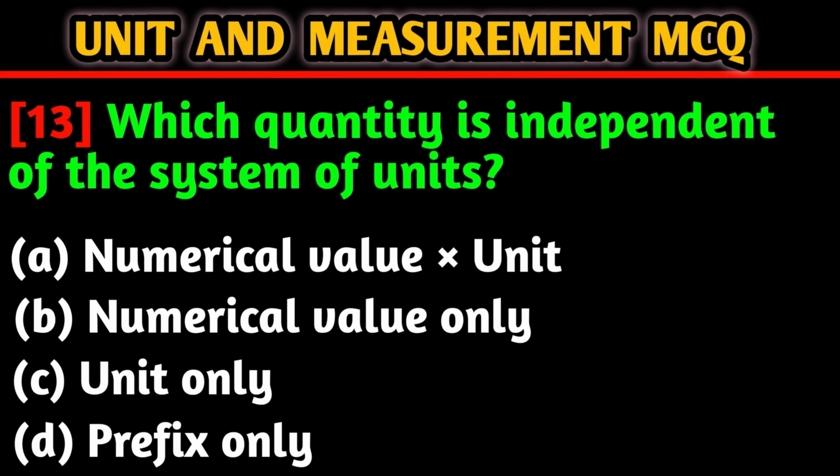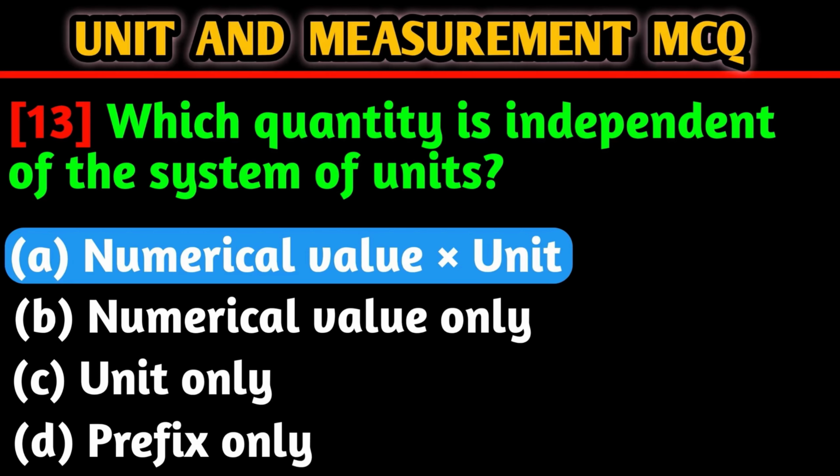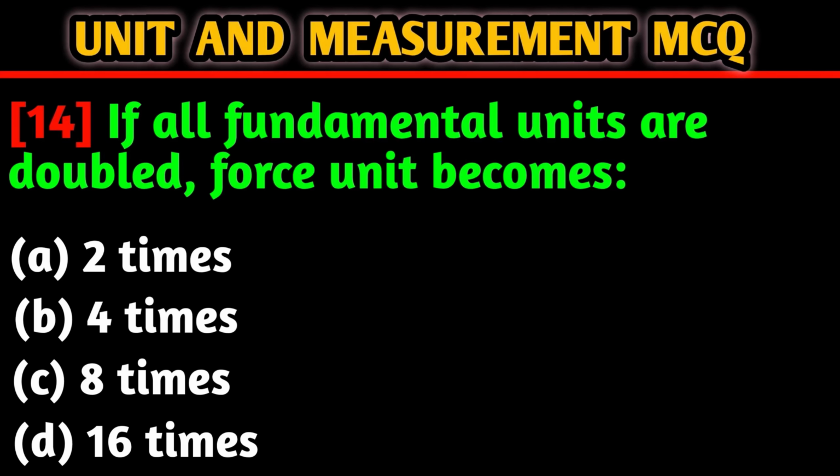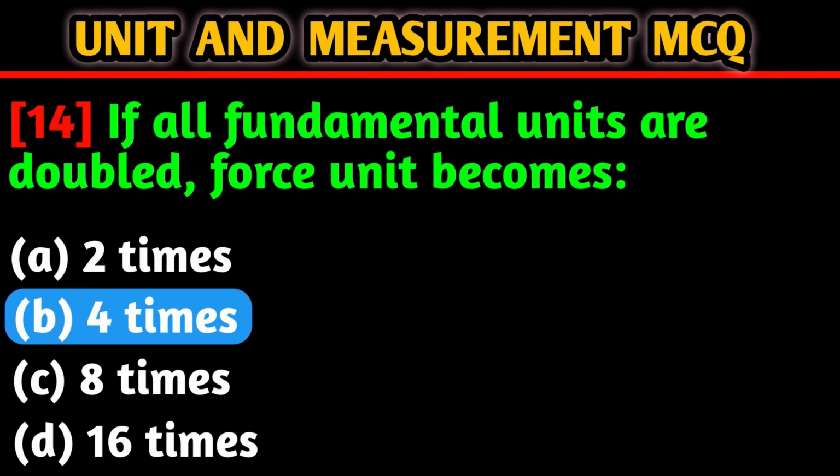Question number 13. Which quantity is independent of the system of units? Option A, numerical value into unit. Option B, numerical value only. Option C, unit only. Option D, prefix only. And the right answer is option A, numerical value into unit. Question number 14. If all fundamental units are doubled, force unit becomes? Option A, 2 times. Option B, 4 times. Option C, 8 times. Option D, 16 times. And the right answer is option B, 4 times.